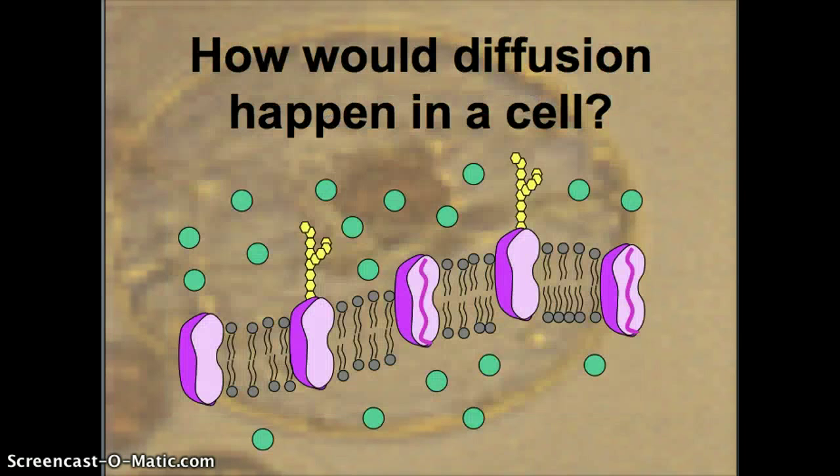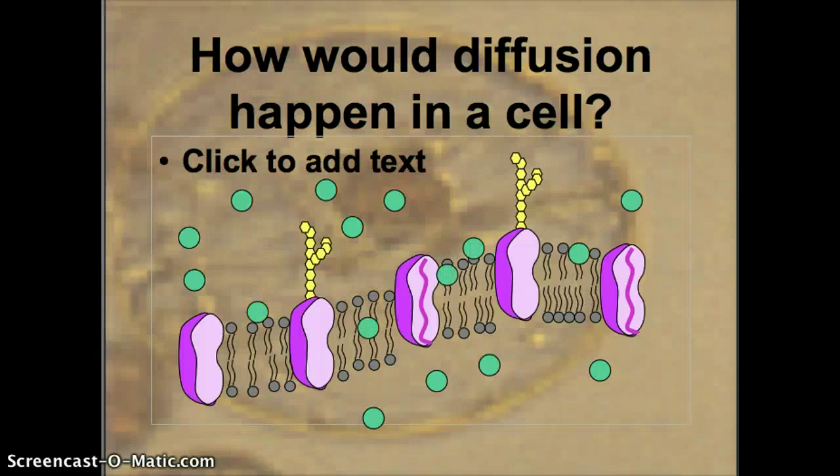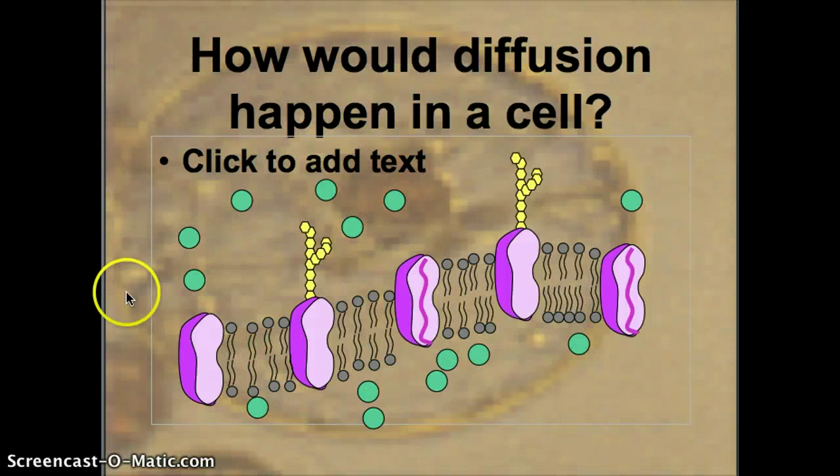Here's just an example. Watch the green particles and what happens with diffusion in a cell. Did you see how the green particles moved in and out to try to reach equal numbers? That's exactly what would happen.